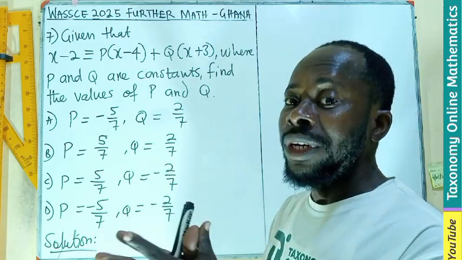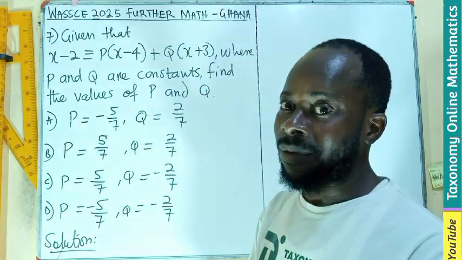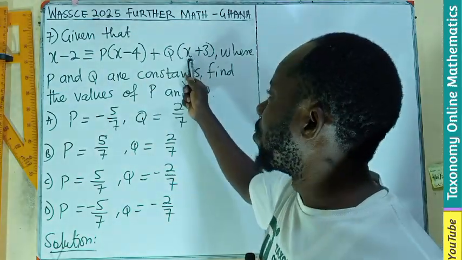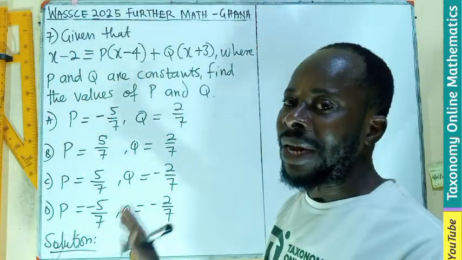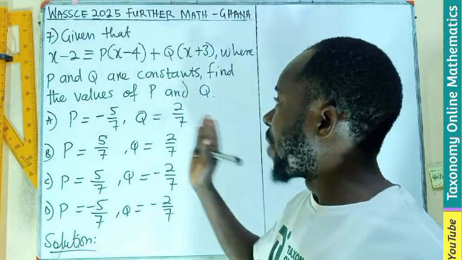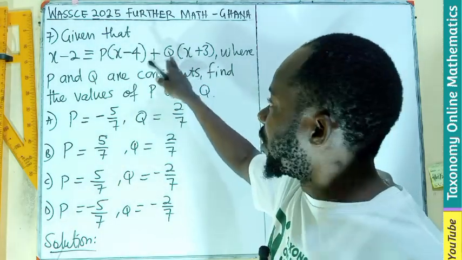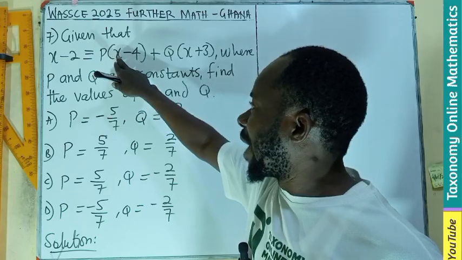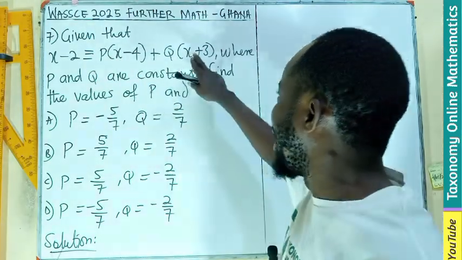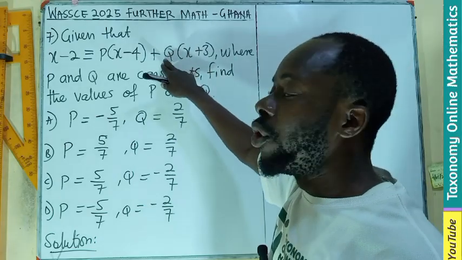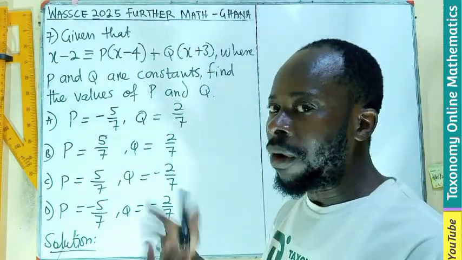Now, there are two ways of doing this. We can expand the left and compare the corresponding terms. As you expand, you compare the x term with the x, and the constant term with minus 2. Or we find a way to eliminate one of the variables, in this case p or q. If I want to eliminate p, it means that when x is 4, p is eliminated, it becomes 0. Then when x is negative 3, q is eliminated. That can also be used to find p and q, or we expand.